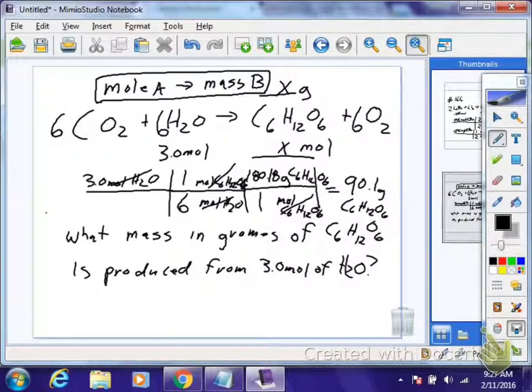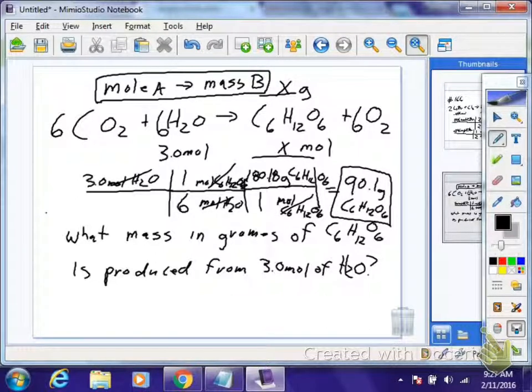Remember, stoichiometry means mass relationships. And that's what we're doing. We're looking at moles, and we're trying to do mass relationships. So that's my answer. Okay? And that's all you're doing. Do moles, and then go to grams.